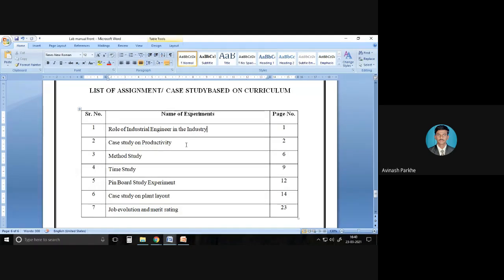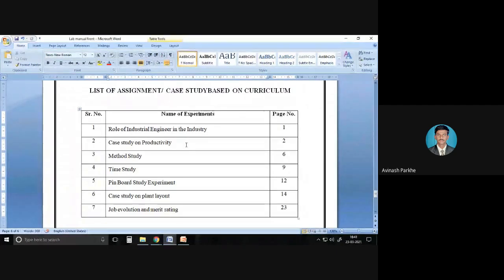That means for each and every input, whatever productivity we are calculating, that is partial productivity, which is equal to total output upon labor input, not total input. Then partial productivity is equal to total output upon capital input. Then partial productivity is equal to total output upon machine input. That means if I am calculating the productivity for each and every input parameter, then that productivity is called a partial productivity.